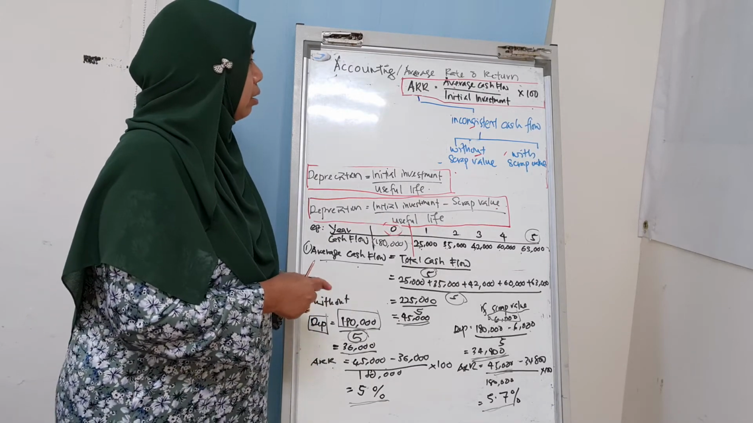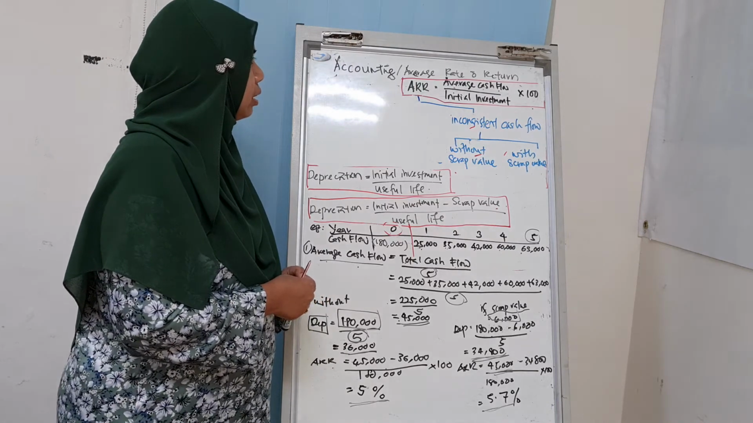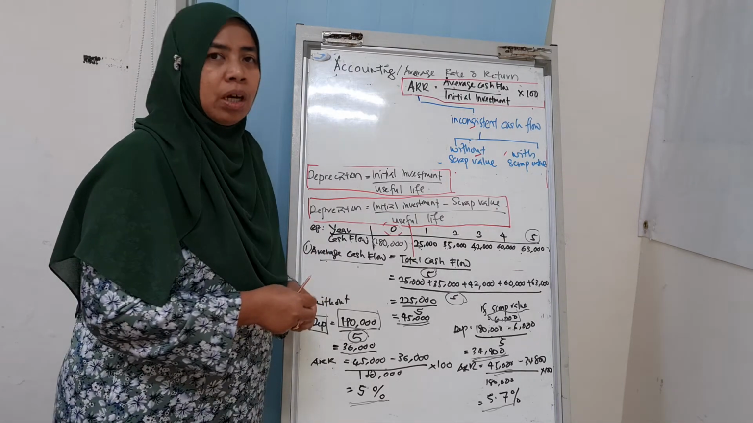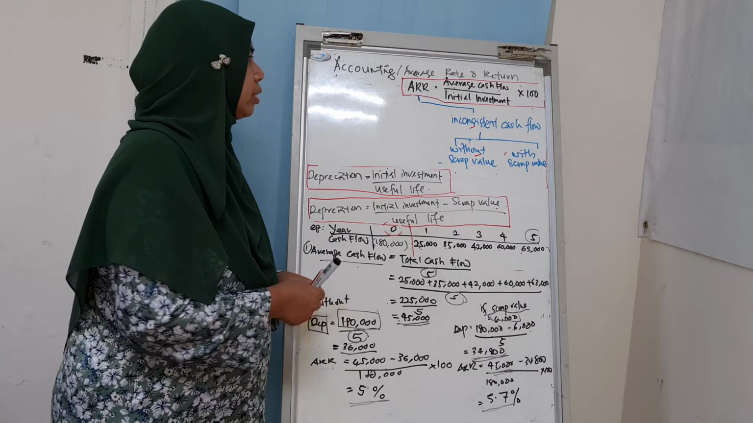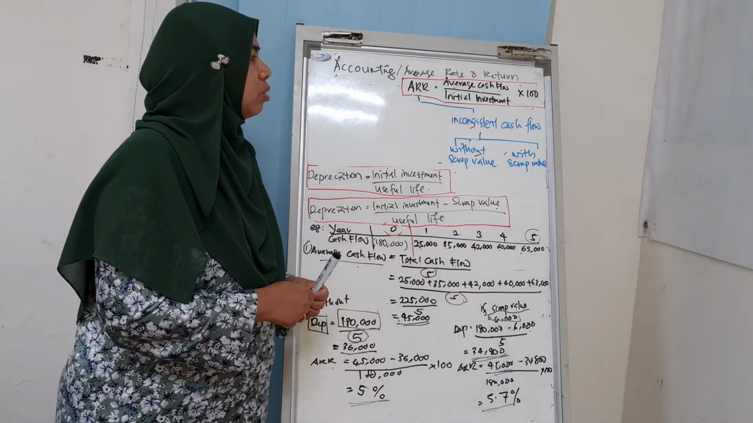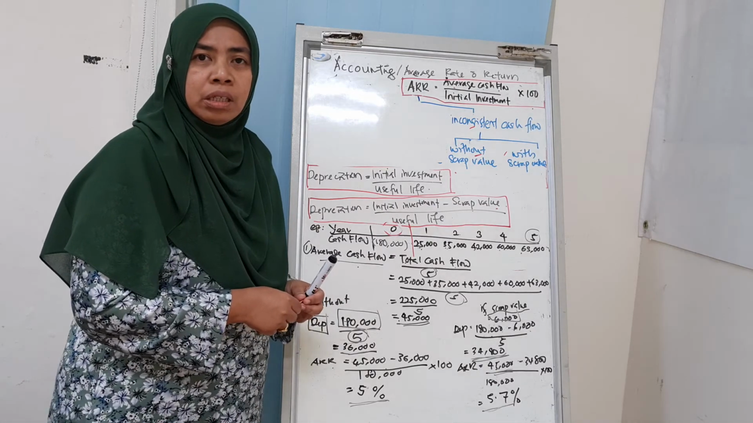Alright, I think we end this session. We have learned how to calculate the accounting rate of return, or what we call the average rate of return, in inconstant cash flow. So that's all.